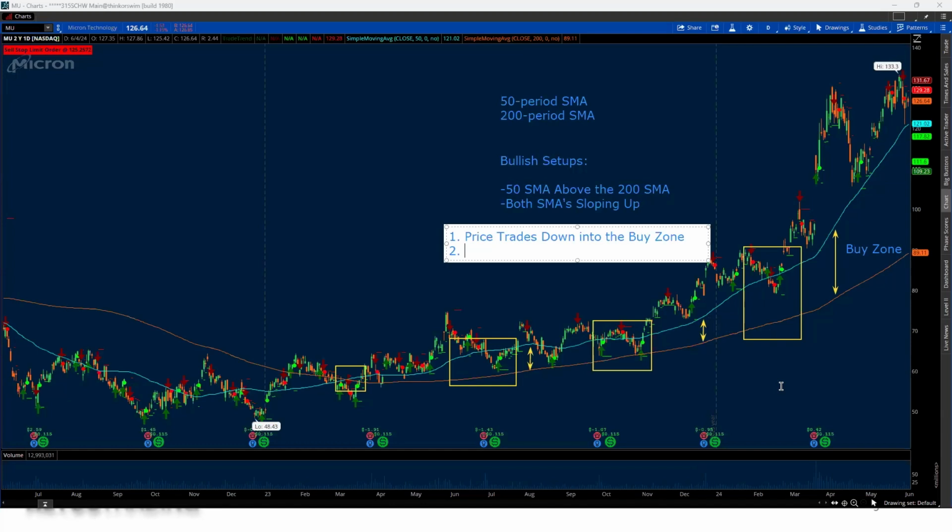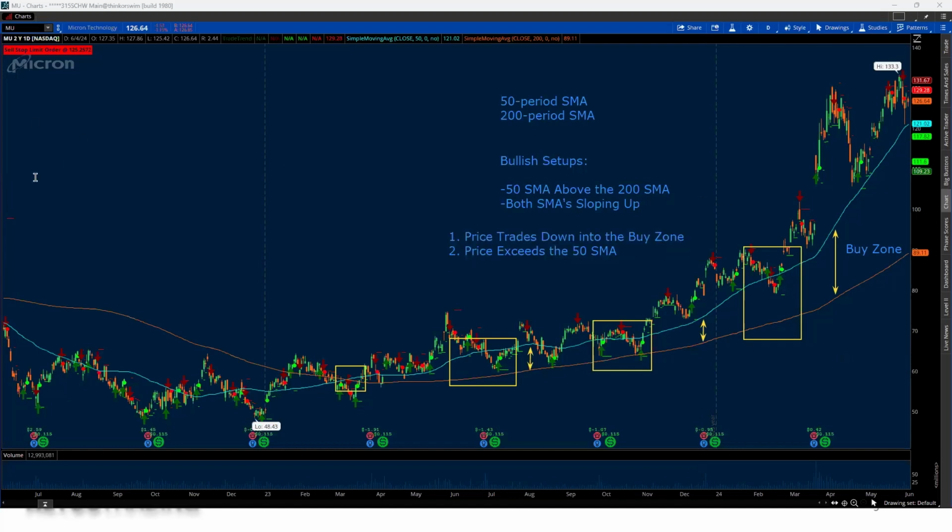One option would be to buy the asset while it's trading in the buy zone. But I don't prefer to do it that way because at some point when that occurs, it could reverse, have a sustained reversal to the downside. We want to avoid that. So I look for an extra step in terms of confirmation, and that is for price to come back above the 50 period SMA. So after price trades down into the buy zone, price exceeds the 50 period SMA.